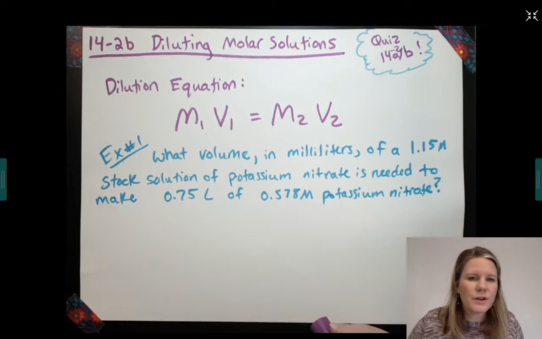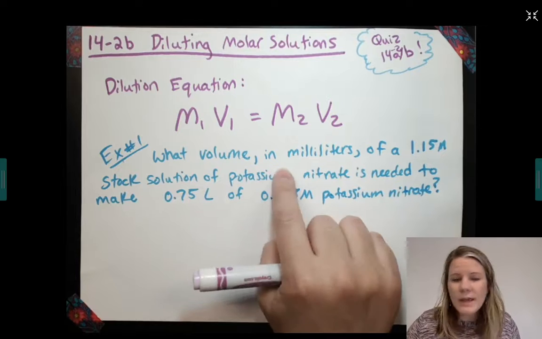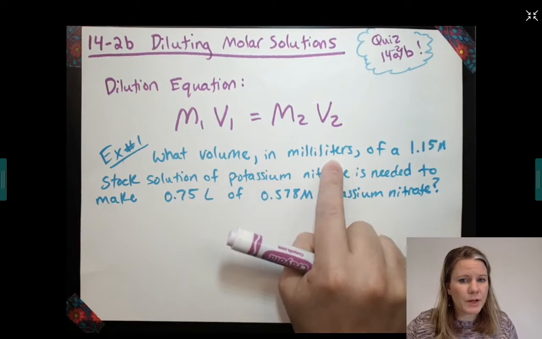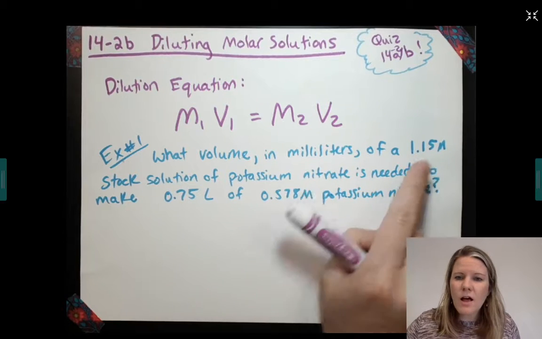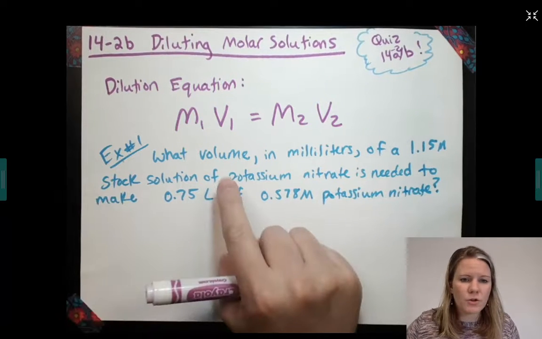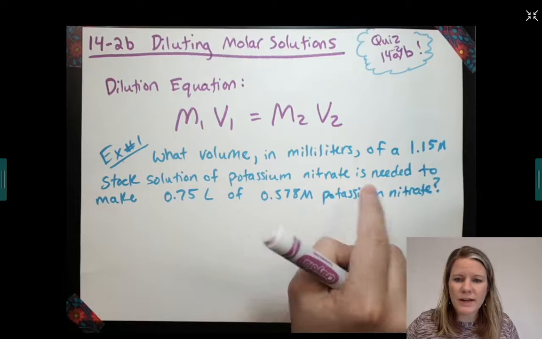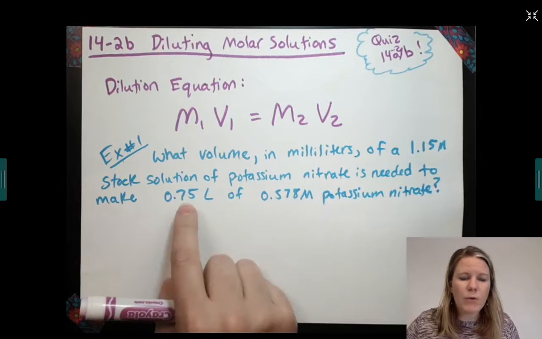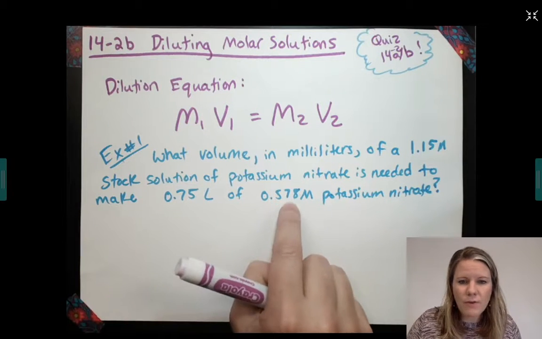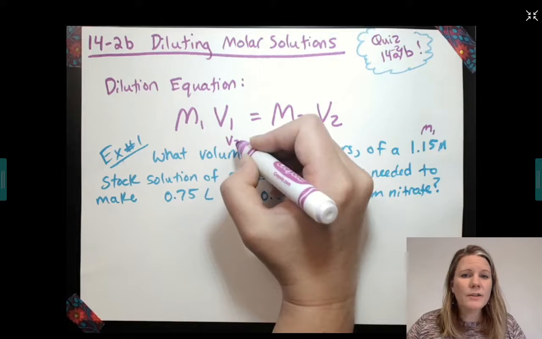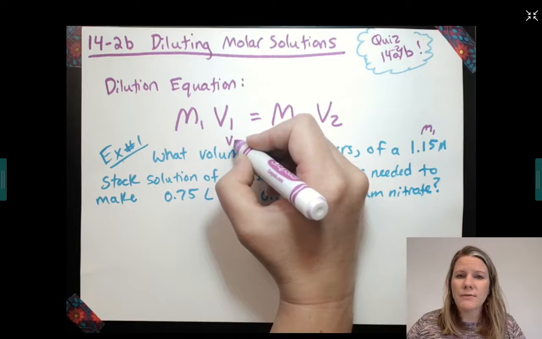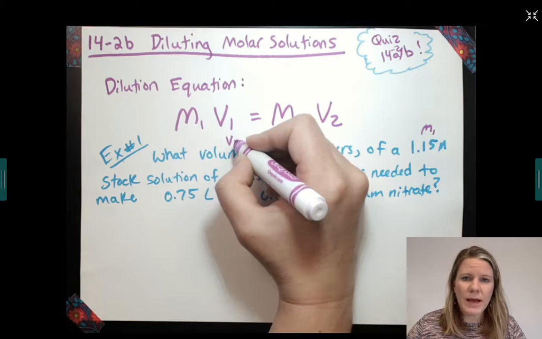So here's a nice practice problem. What volume in milliliters, notice that they are expecting a certain unit for the answer, we'll think about that at the end, of a 1.15 molar stock solution of potassium nitrate is needed to make 0.75 liters of a 0.578 molar potassium nitrate. In working out this problem, you want to identify your variables right off the bat so you know what you're looking for.